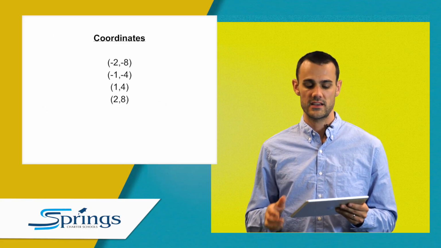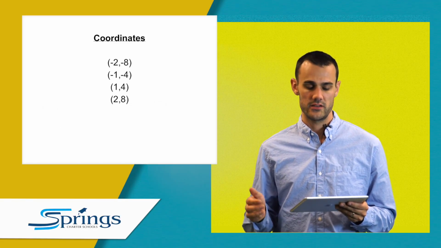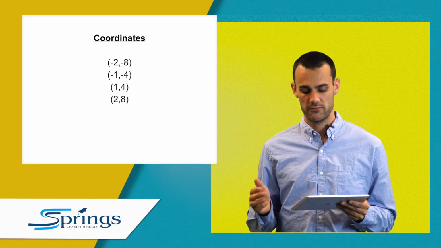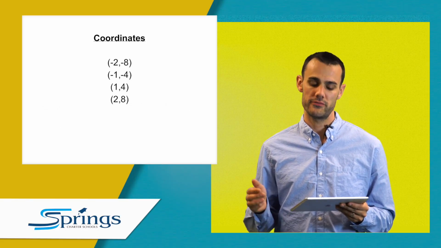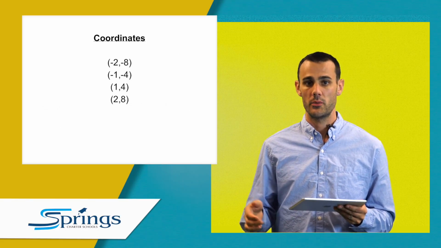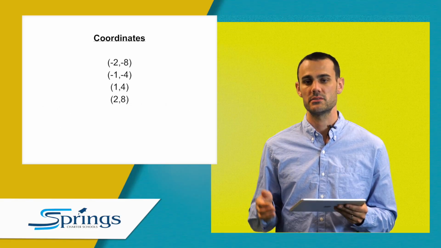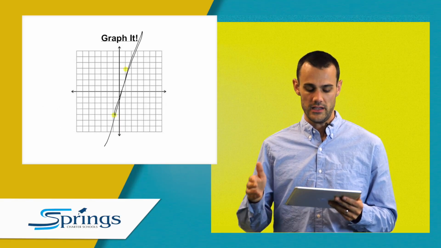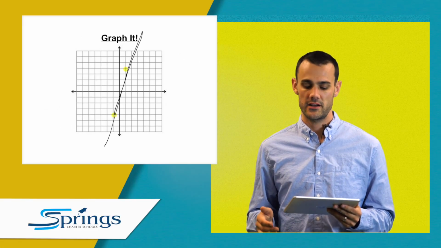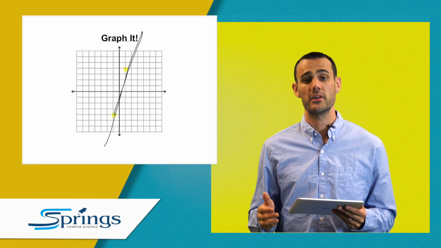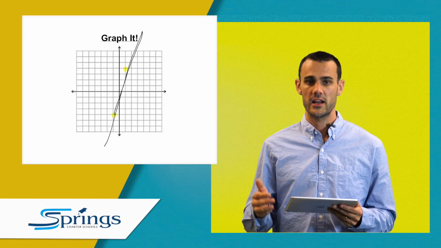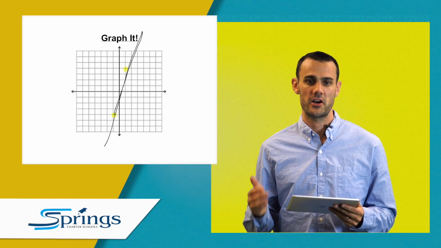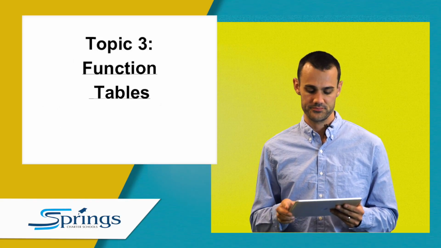Now, these have been turned into coordinates for us: -2, -8, -1, -4, 1, 4, and lastly 2, 8. We can put these on a coordinate plane and graph them to see what this function would look like. So let's take a look at what it looks like. Now, I've only dropped 2 of those 4 points down here because my chart doesn't have enough space. But we've got a nice visual here of what the function looks like when graphed.